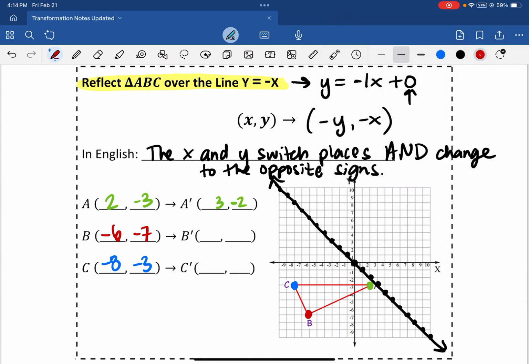Now let's plot that point. Let's do (3, -2). So I go to the right 3 and down 2, and that is my A prime. You have to label it as prime.